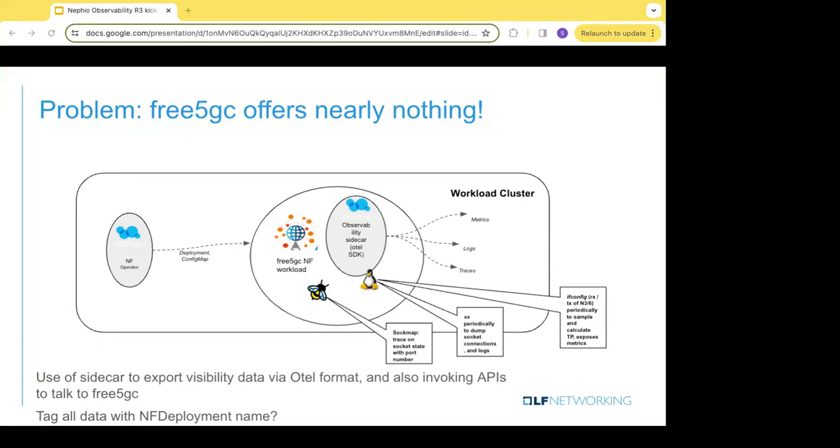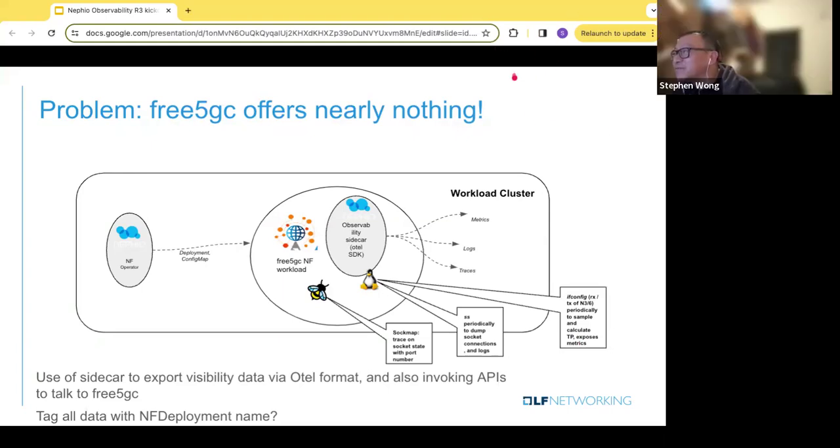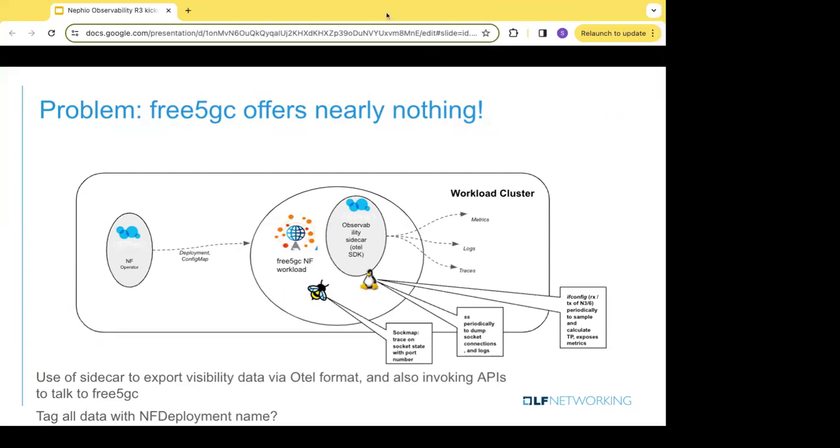Yeah, just as a note, are these slides available on the Nephio Google Drive? No, I haven't shared it yet, but I'll share right after this. Nice, thanks.